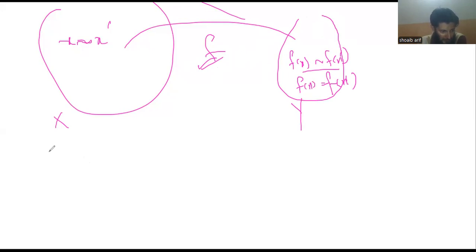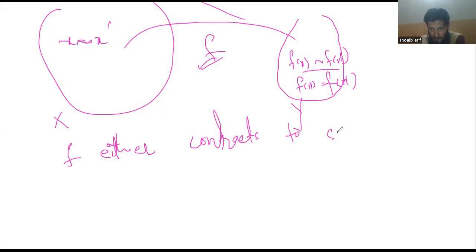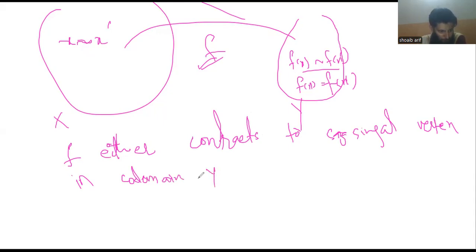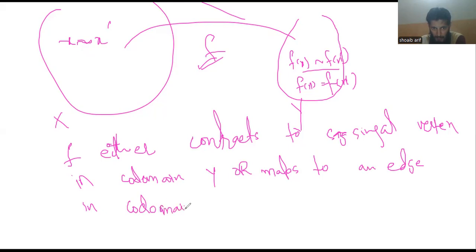This is given: given an edge in the domain graph X, the graph map either contracts it to a single vertex in the codomain Y, or maps it to an edge in the codomain graph Y.